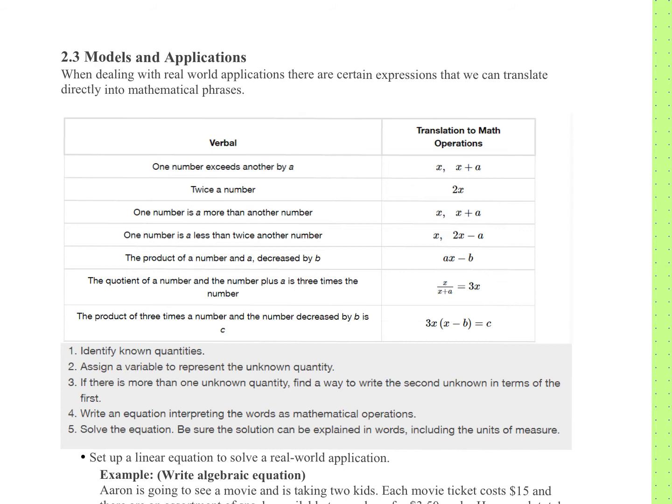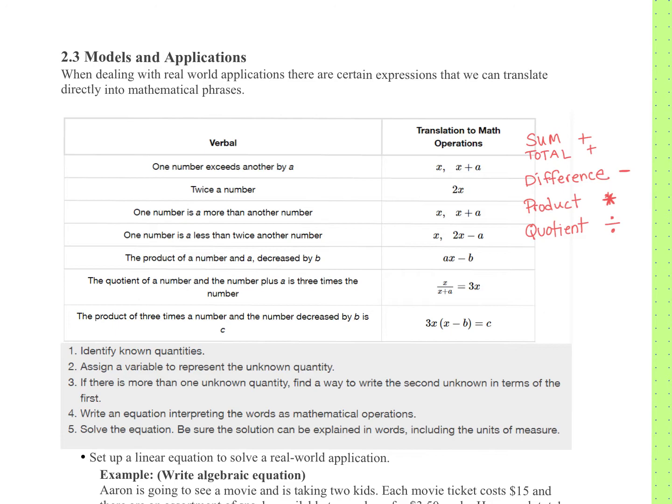So there are a couple words too that translate into different words. Sum is addition. Very often the word total will tell you you're trying to add things up. Difference would be subtraction. Product would be multiplication. And quotient would be division.